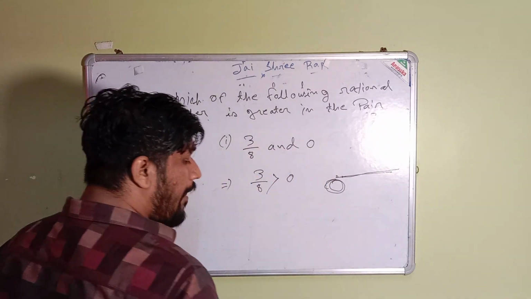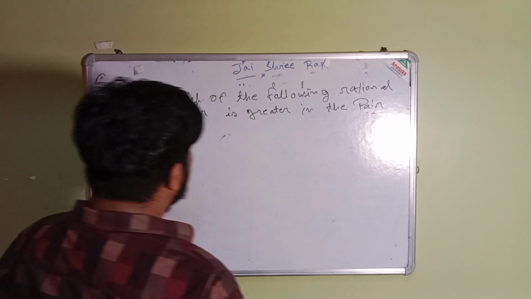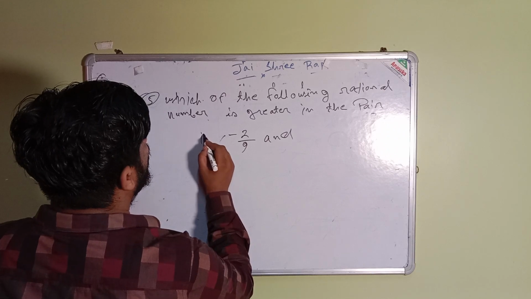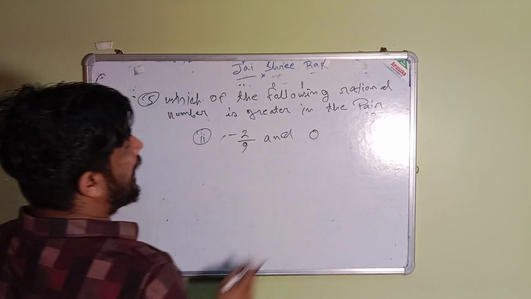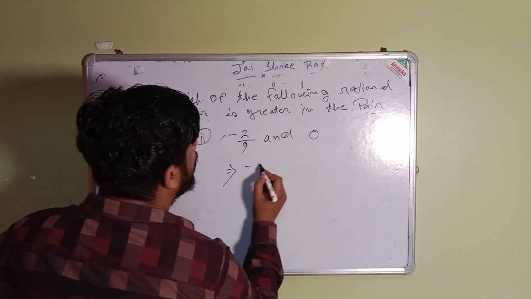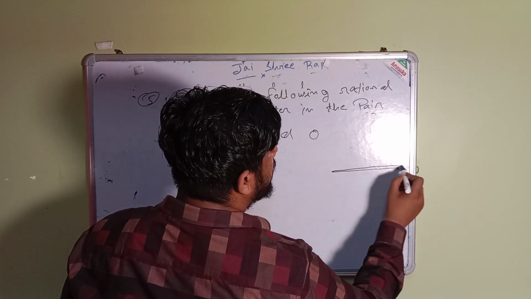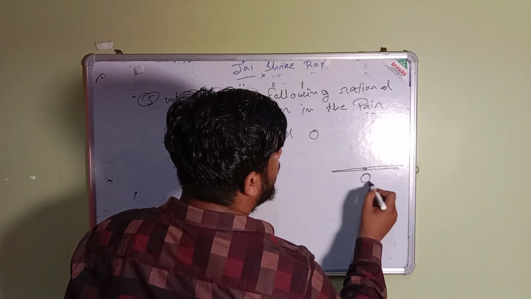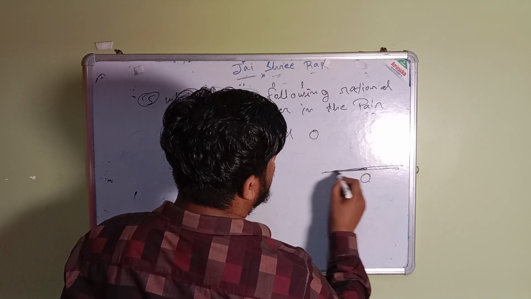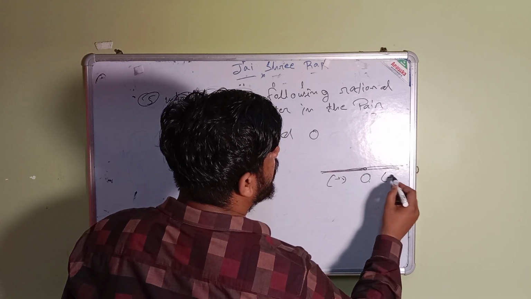The next question is minus 2 by 9 and 0. Number 2 is minus 2 by 9 and 0. So we can directly tell that minus 2 by 9 is a negative number. In the number system, 0 is placed in the middle; on the left hand side there are negative numbers, and on the right hand side there are positive numbers.